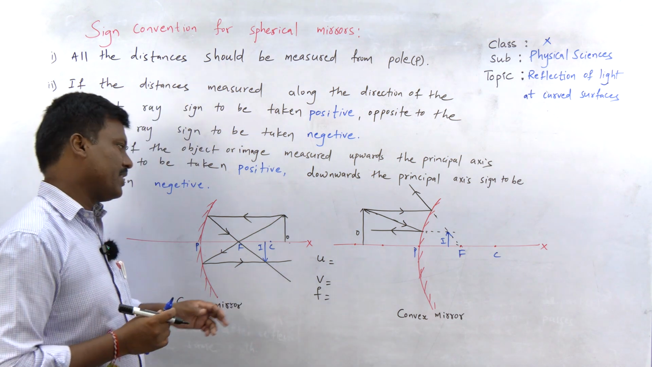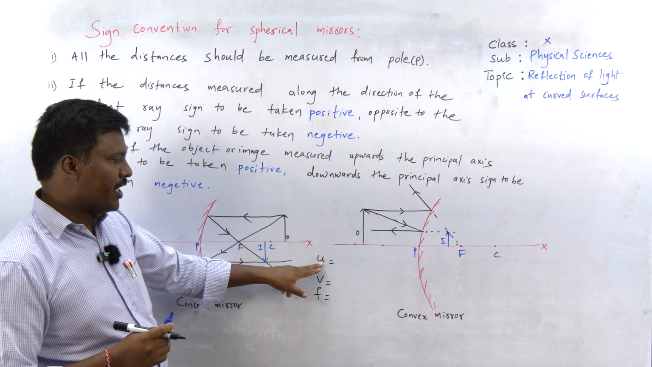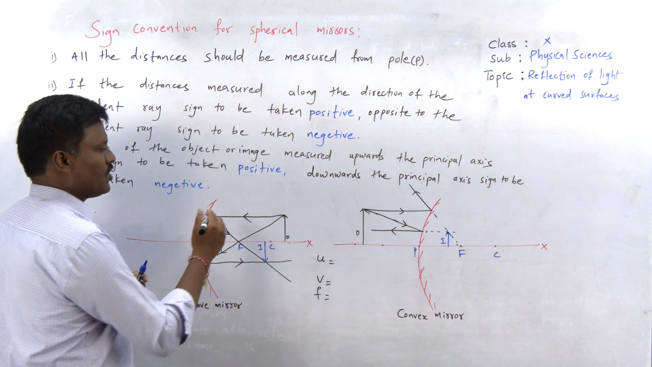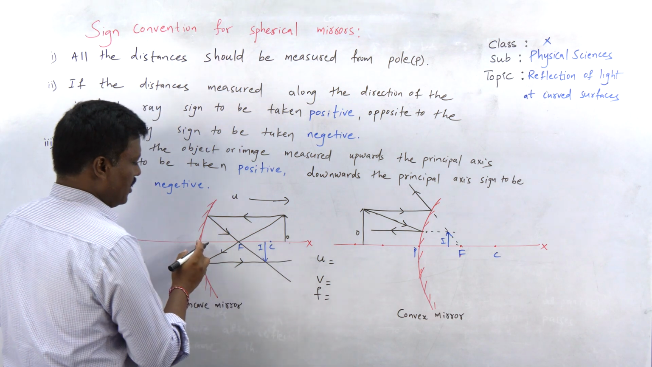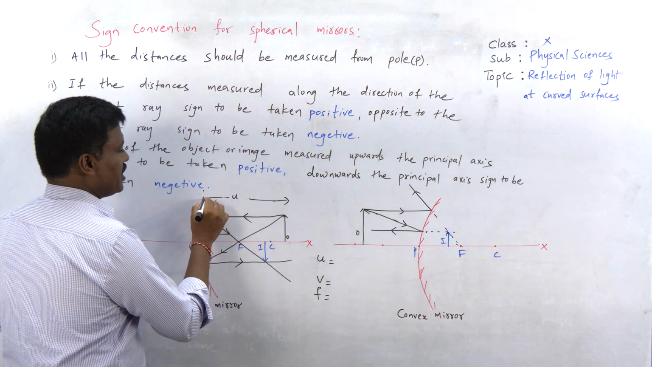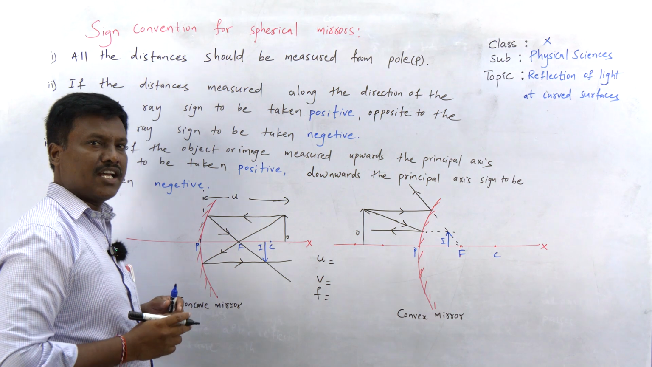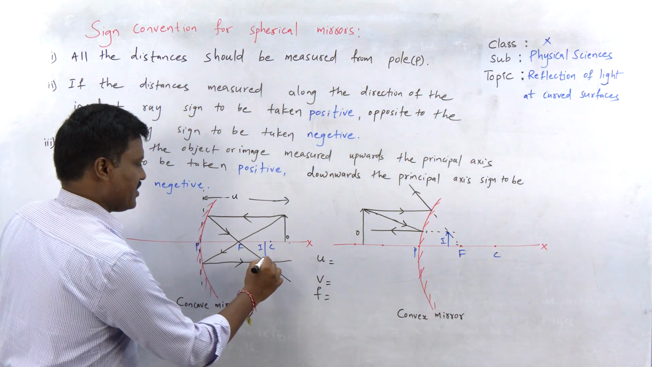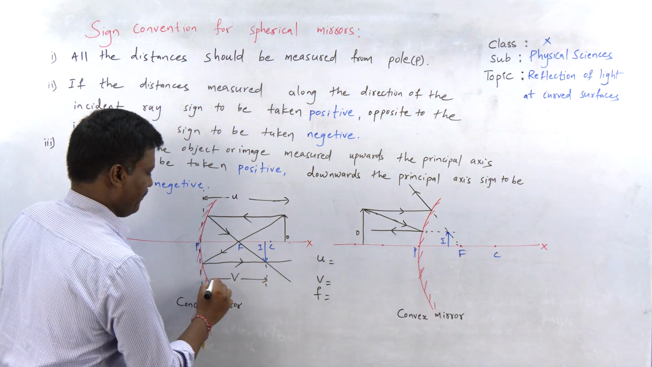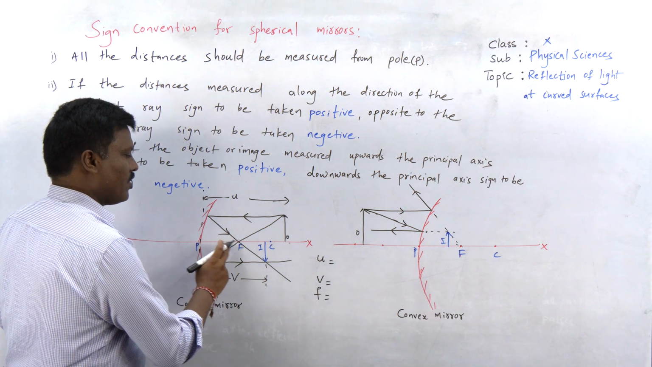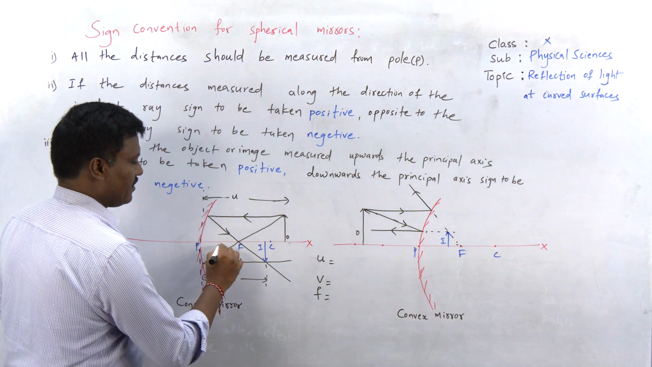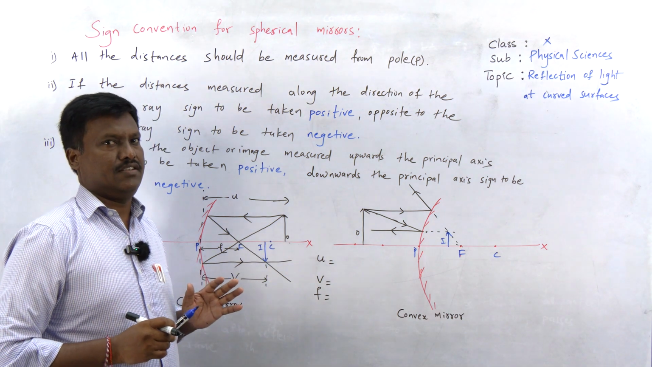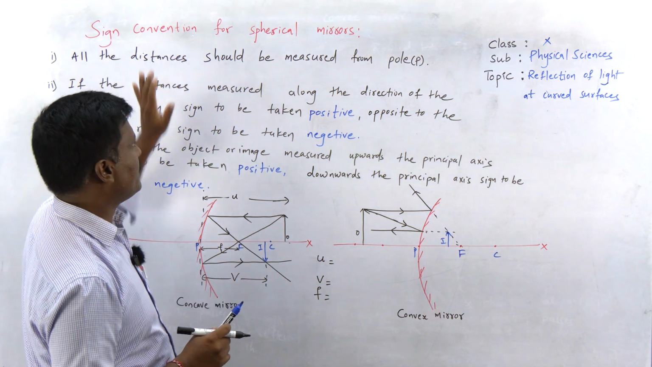These are all distances. Object distance is denoted by u. The distance between pole and object is called object distance, so this is called u. This is the object, this is the pole, right? The distance between pole and image is called image distance, denoted by v. And the distance between pole and focus is called focal length. While measuring these distances, we have to follow sign convention.